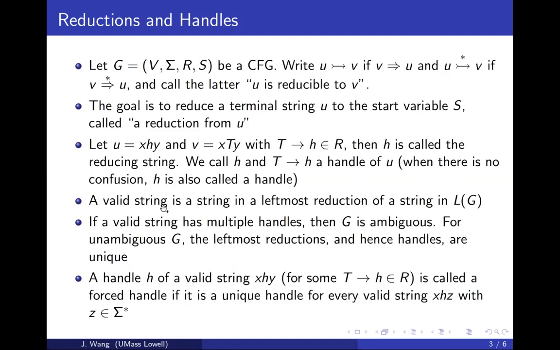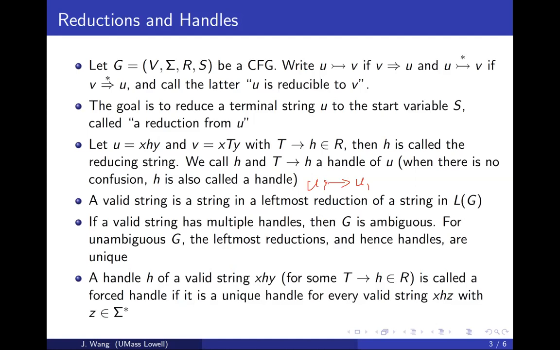And then we're going to say a string is valid if this string is in the leftmost reduction of a string in L of G. Okay, so what that means here is that, let's say I have a string. So let's say I start from U, and then we go to U1.